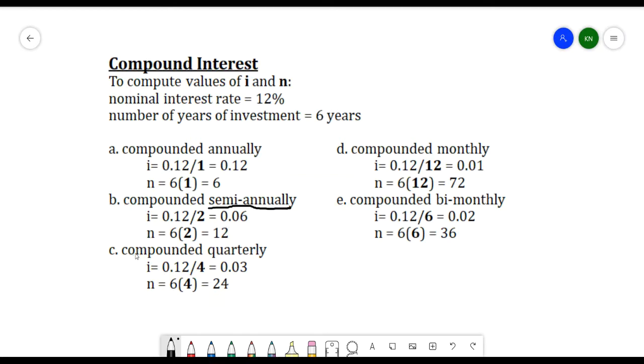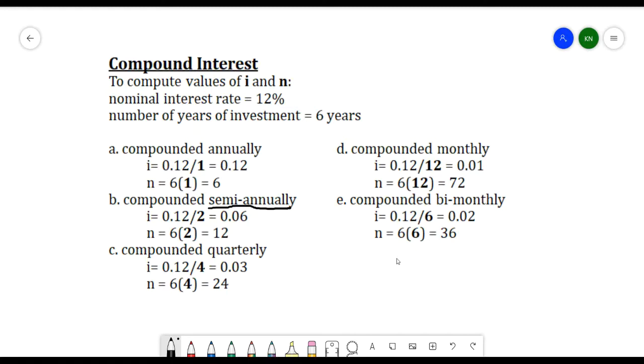And for compounded quarterly, 1 year is composed of 4 quarters, so that's why we have 4 here. For the interest rate, we have 0.12 divided by 4, that is 0.03. And for the number of periods, we have 6 years times 4, so that is 24. For compounded monthly, in 1 year we have 12 months, so we have 0.12 divided by 12, which is equivalent to 0.01. And N is 6 times 12, which is 72. So meaning, you'll be paying 72 times for the span of 6 years. We also have compounded bi-monthly, which is 0.12 divided by 6, equivalent to 0.02, and N is equivalent to 6 times 6, that is 36.